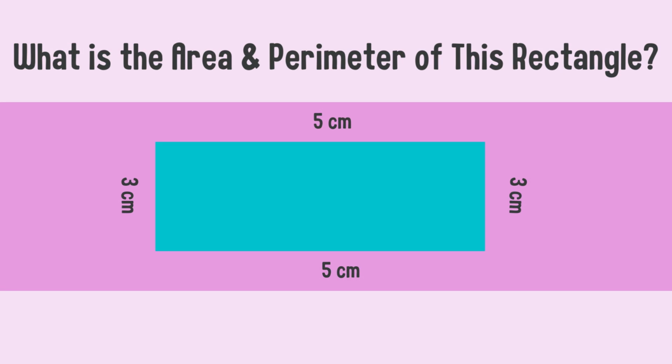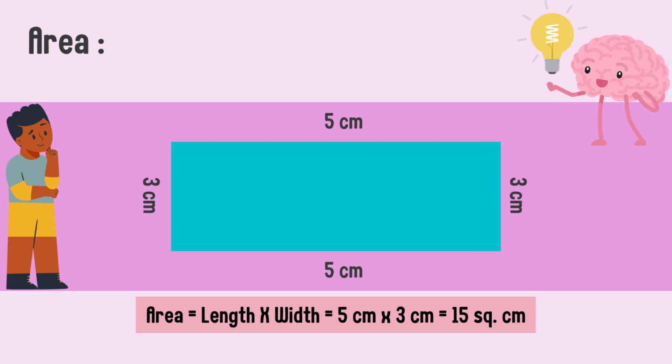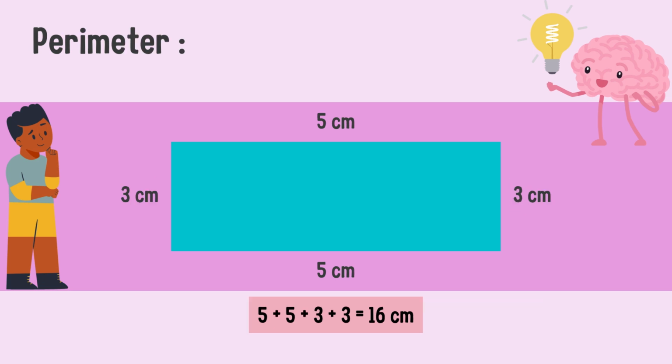To better understand this concept, let's look at one more example. Here on the screen, you can see one rectangular bar whose length is 5 centimeters and width is 3 centimeters. Let's derive the area and perimeter of this rectangle. Area is equal to length into width. Length is 5 centimeters, width is 3 centimeters. 5 centimeters into 3 centimeters. 5 times 3 is 15 square units.